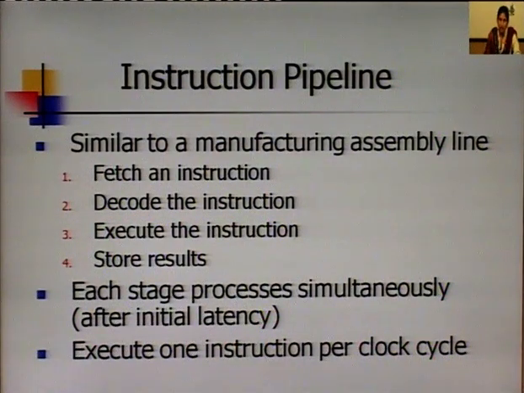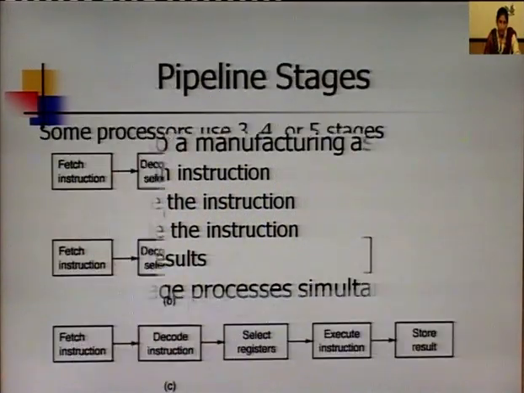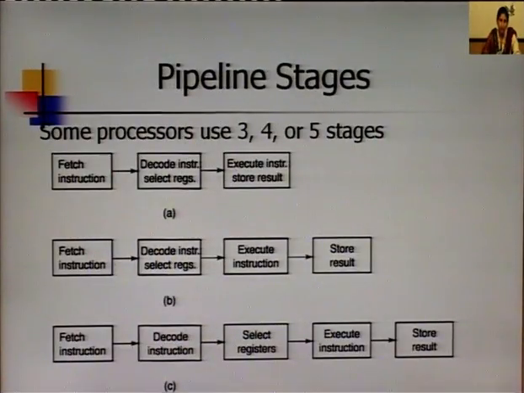Each stage processes simultaneously after the initial latency. Each one executes one instruction per clock cycle. So we will study this in a diagrammatic view of pipeline stages. These are basically known as pipeline stages. Some processors use 3, 4 or 5 stages. Different processors use different architectures or a different number of stages for one instruction.